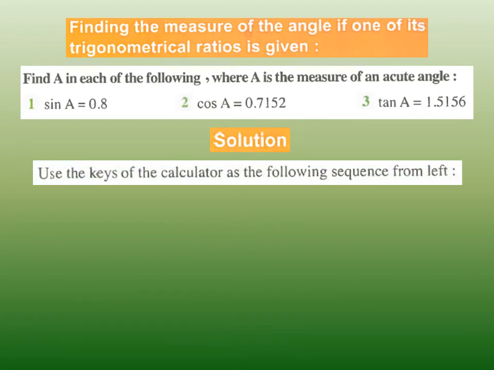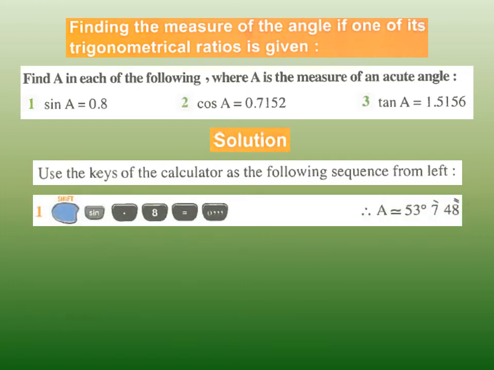Solution. Use the calculator as the following sequence from left. Number 1, shift sine 0.8 equals degrees. Therefore, A approximately equals 53 degrees, 7 minutes, 48 seconds.